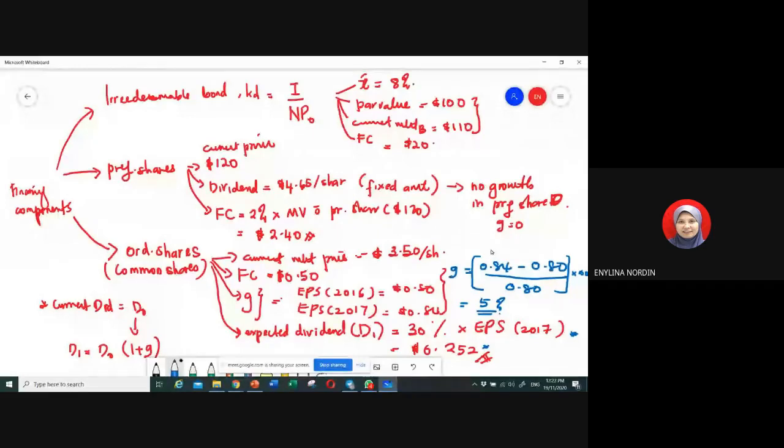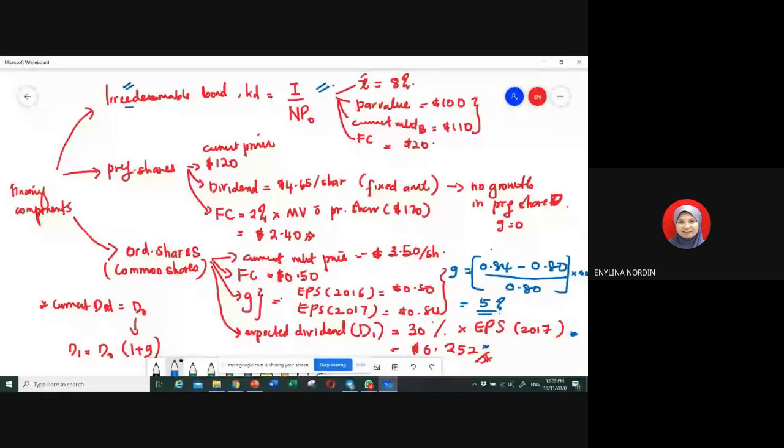Right, calculate the cost of debts. The question is asking you to calculate the cost of debts. Since the debt is irredeemable, we use this formula. Otherwise, if it's redeemable, that means we are going to use the interpolation method. So we ignore that method because it's not relevant here.